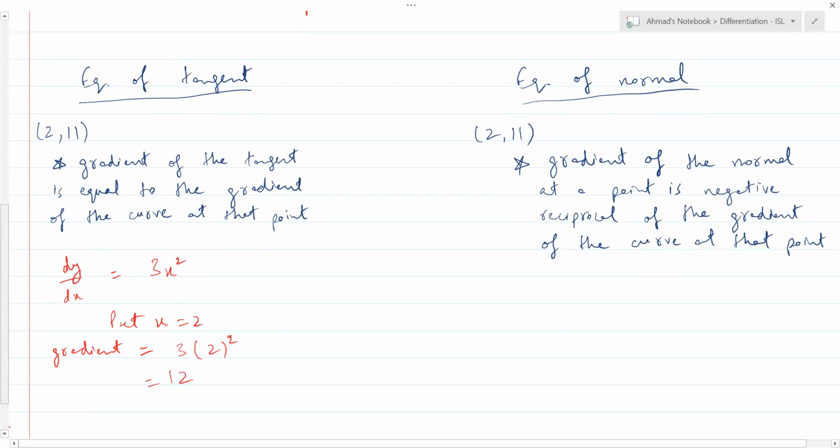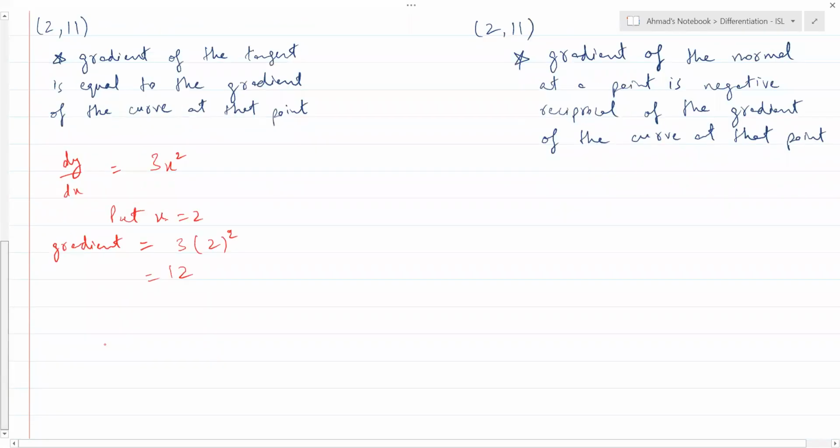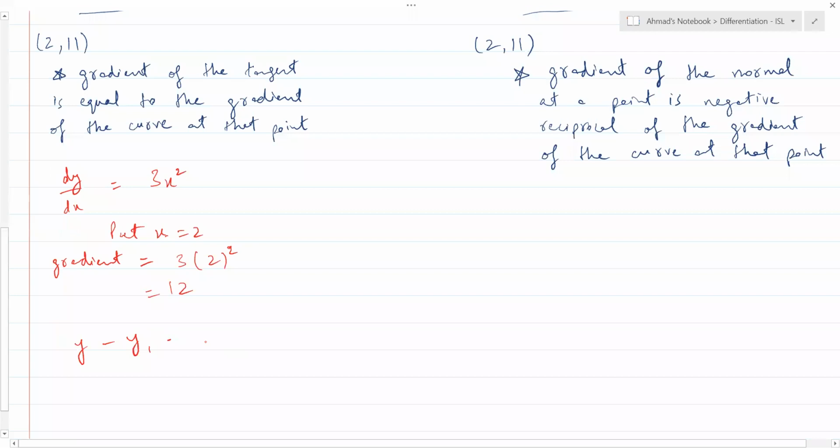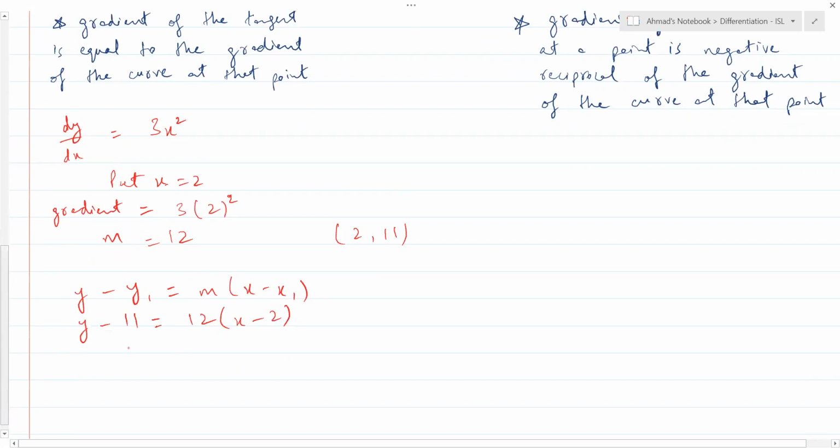Okay, you've got a point, you've got the gradient. आप gradient point form use कर लें. So that's y minus y1 equals m into x minus x1. Point क्या था? 2, 11. Let's write that here as well. So this is m. This is your 2, 11. यहाँ पे put कर दें y minus 11 equals 12 into x minus 2, and that's your equation of the tangent. इसको simplify कर सकते हैं if you want. You get y equals 12x minus 24 plus 11, and that gives you y equal to 12x minus 13. So that's your equation of tangent at that point.